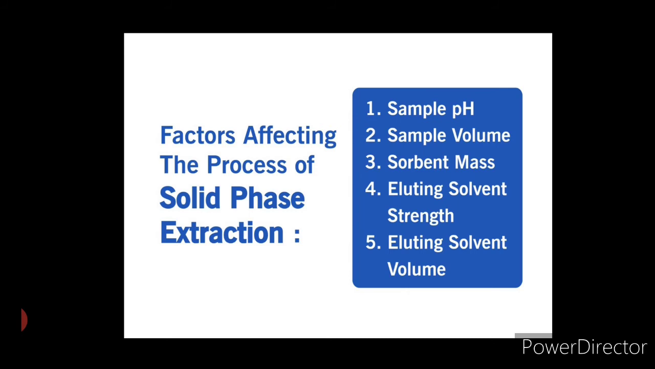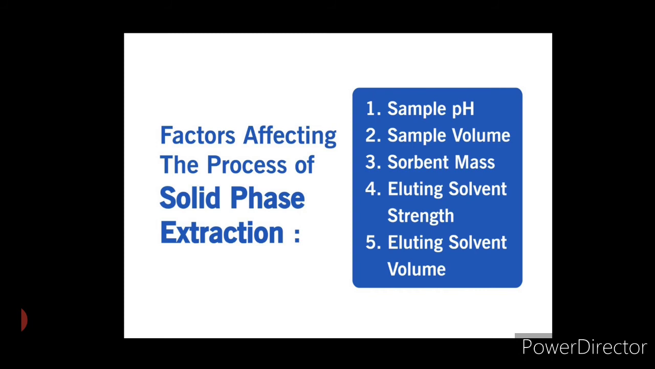Fourth factor, eluting solvent strength. Polar solvents elute better on polar sorbents and non-polar solvents elute better on non-polar sorbents. The eluting solvents can be made by mixing miscible solvents to give intermediate strength. The effect of the solvent on recovery of sample matrix contaminants should also be considered.